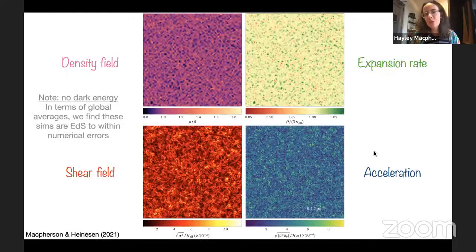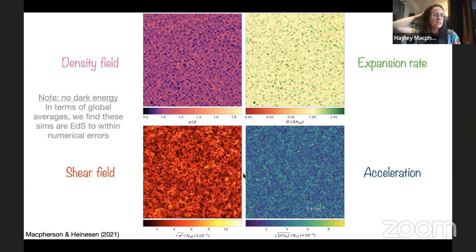Here are some 2-dimensional snapshots of the simulation that we used in this paper. On the top left is the density field. We've got the scalar expansion rate over here, where green regions are expanding faster and red regions are expanding slower. Down the bottom is the shear field, and on the bottom right is the acceleration.